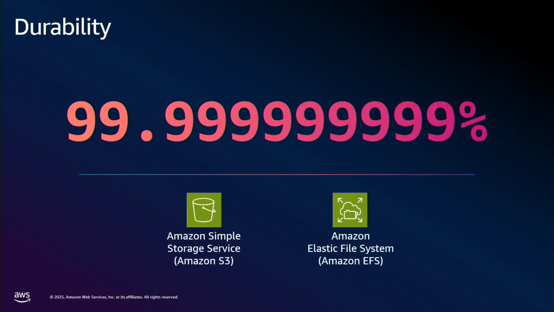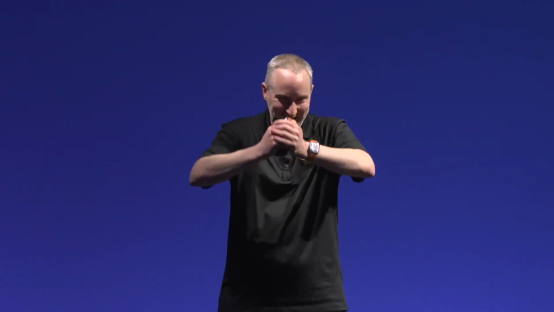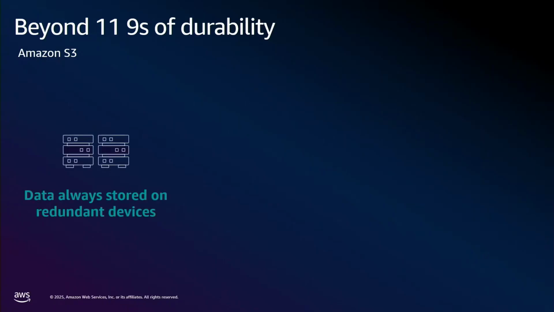Start with 11 nines of durability. What even is durability? So Amazon S3 and Elastic File System both have 11 nines of durability. If you think about durable materials like steel or stone, if you build something from those materials and you just leave it alone, it just stays there looking exactly the same for a really, really long time. And it's the same with data in these services.